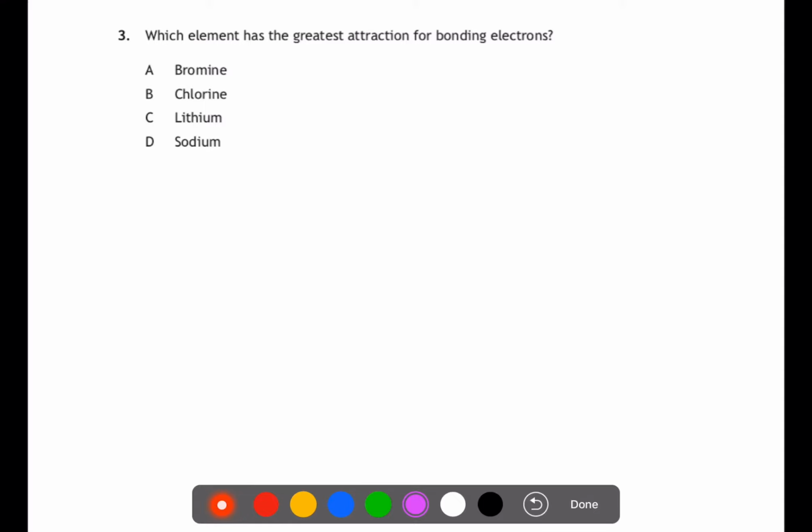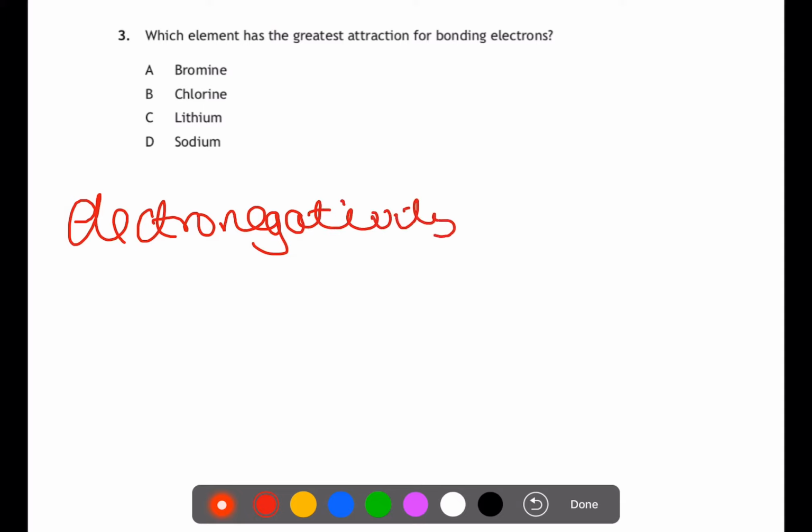Question 3. Which element has the greatest attraction for bonding electrons? This question is really hoping that you know the definition for one of the terms which you need to know from the periodic table. That is electronegativity. The definition of electronegativity is the attraction for a bonding pair of electrons. You can find this on page 11 of the data book.